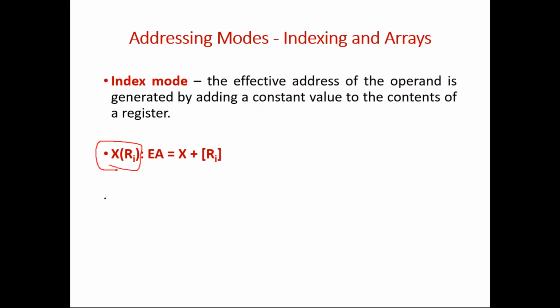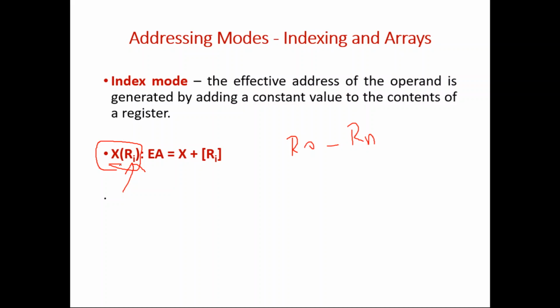Let us assume this is an instruction, x of R1. So what is this x of R1? It means that Ri represents some register, or x of Ri. So Ri refers to some register. It may refer to any register from R0 to Rn. It may refer to any general purpose register, where x is a constant.